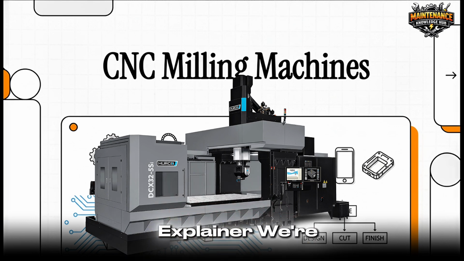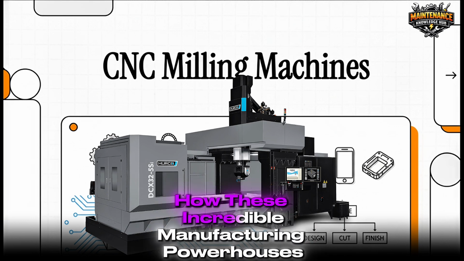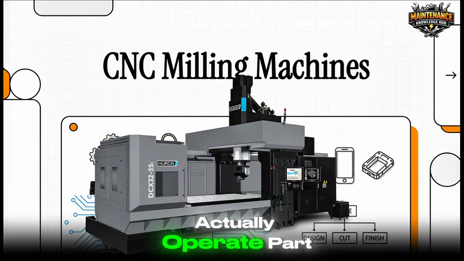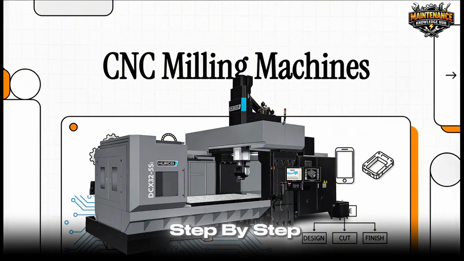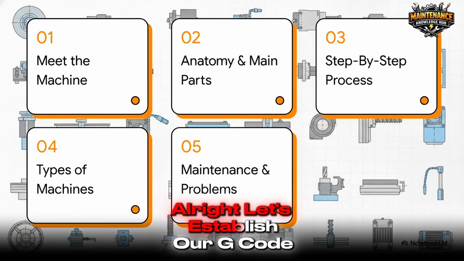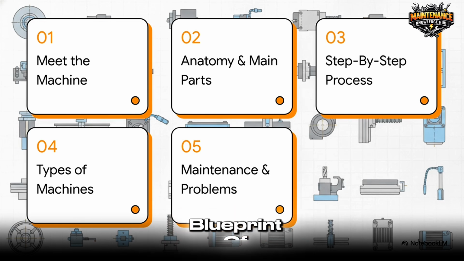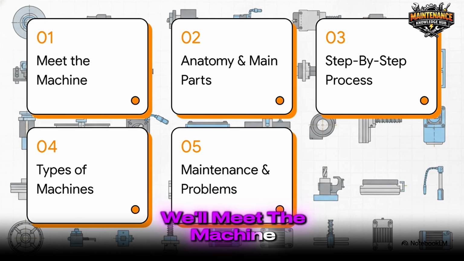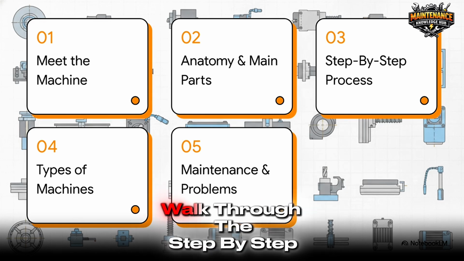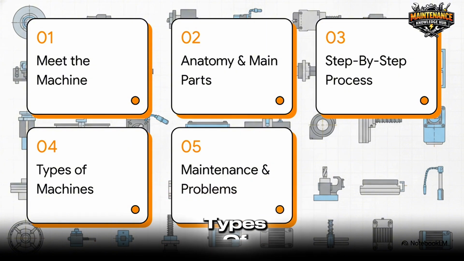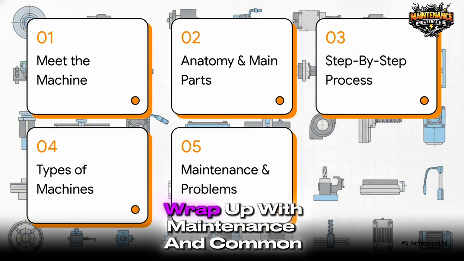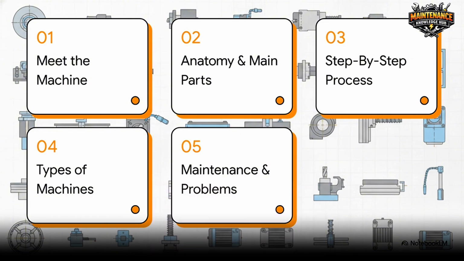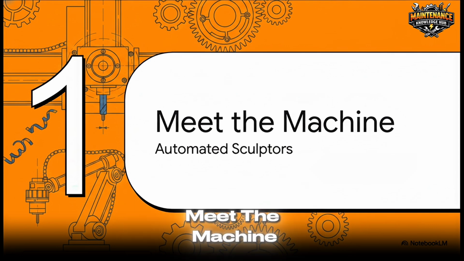In this Explainer, we're going to break down exactly how these incredible manufacturing powerhouses actually operate, part by part and step by step. All right, let's establish our G-code for today, giving you a clear blueprint of where we're headed. We'll meet the machine, map out its anatomy and main parts, walk through the step-by-step process, explore the types of machines out there, and finally, wrap up with maintenance and common problems. Okay, Section 1. Meet the machine.